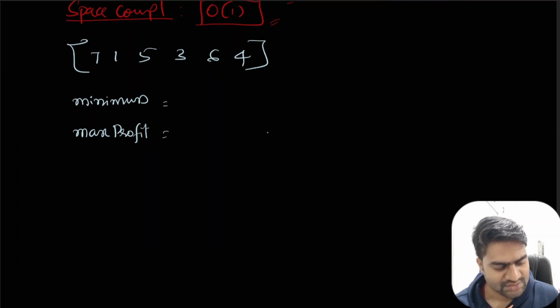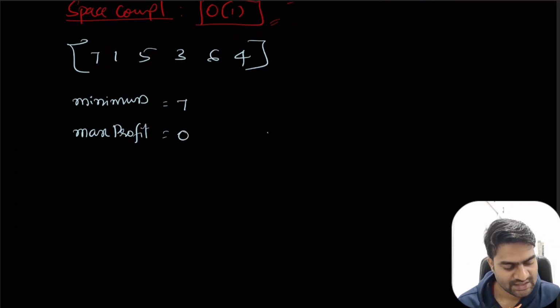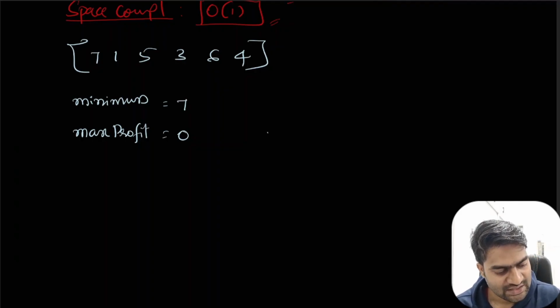Okay. So now I will consider my minimum value as the first value, which is 7. My maximum profit will be 0 initially. Now assume we are starting at the first value, so that will be the minimum possible value until that day and there won't be any profit. So I can only buy with this particular minimum value. Next I will start with the next value.